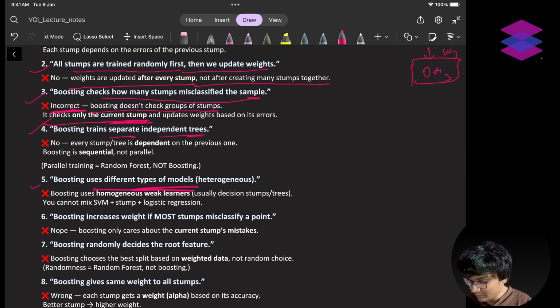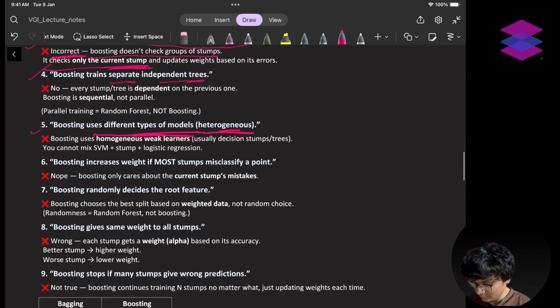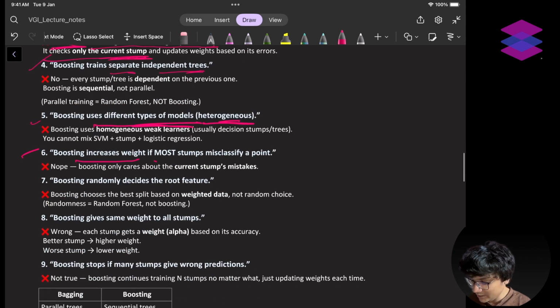"Boosting uses a different type of model." Heterogeneous? No. If you're already using a decision tree, then you're supposed to keep using the decision tree till the early stopping, right? Then, "boosting increases the weight if most stumps misclassify a point." No. Boosting only cares about the current stump's mistake.